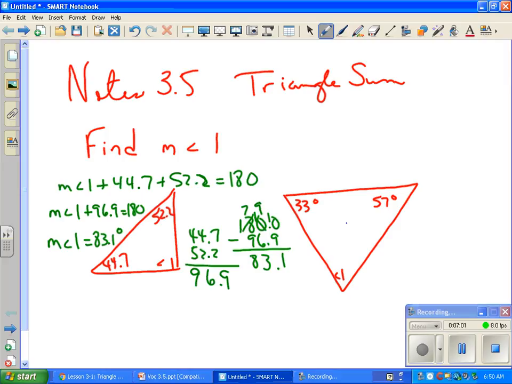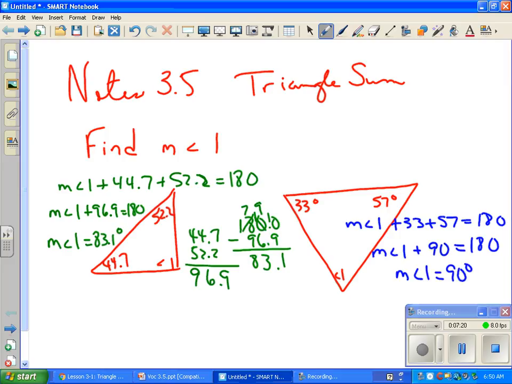So let's see if you got it right. The measure of angle 1 plus 33 plus 57 equals 180. So you added the like terms together, which would come out to be 90. And so therefore, if you subtract 90 from 180, you find the measure of your angle is 90. You can see that this picture is not drawn to scale because angle 1 does not look 90, and that's a really good point, that pictures are not always drawn to scale.